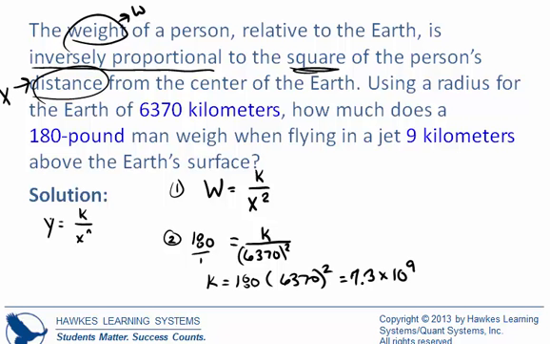All right, so now we use our formula and we update our formula. So I'm going to take my original formula, W is equal to K over X squared, and I'm going to plug in my K. So I am going to erase the K, and in its place, I am going to put in 7.3 times 10 to the 9th.